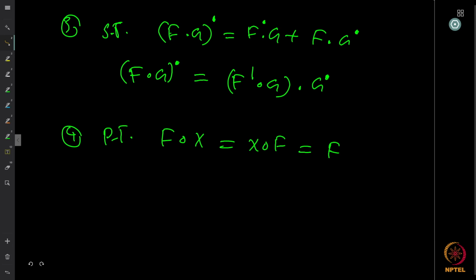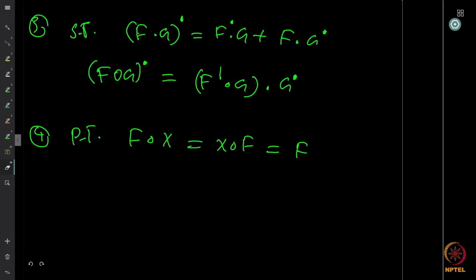Similarly, show that the pointed species of the composition f composition g, (f ∘ g) dot, is equal to f dash composition g, times g dot. Now, prove that f composition X, where X is the species of singletons, is equal to X composition f, which is equal to f itself. So for composition, X is a unit.